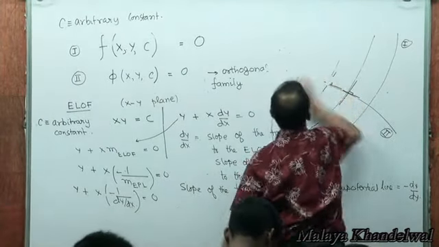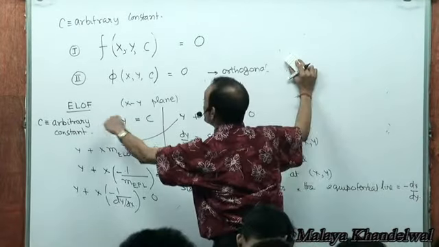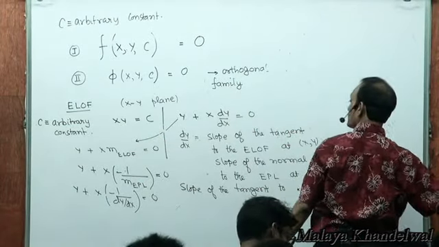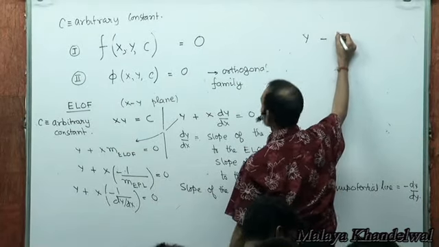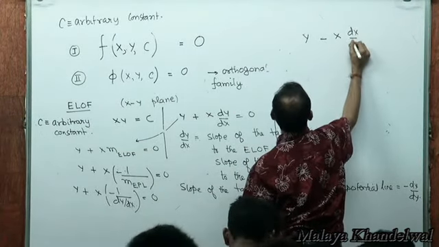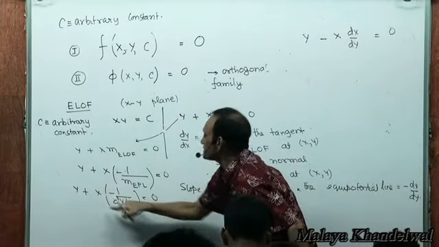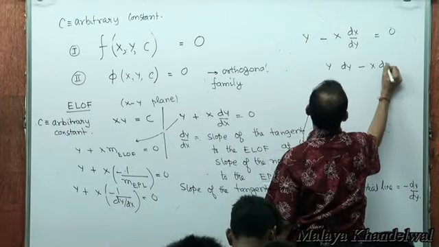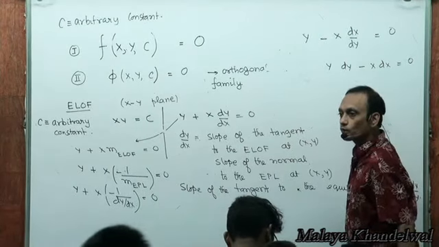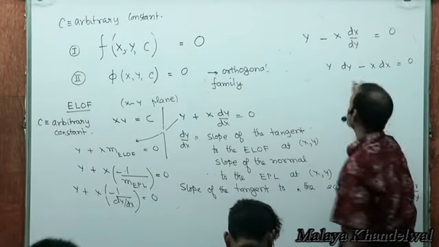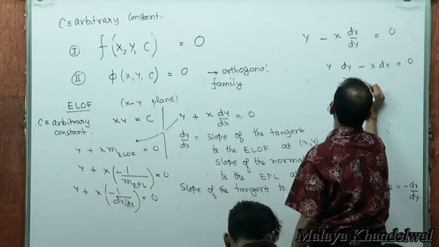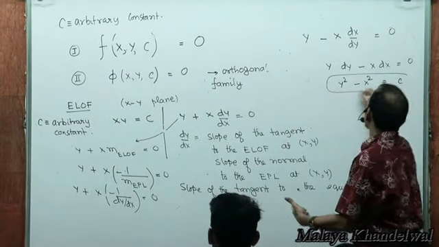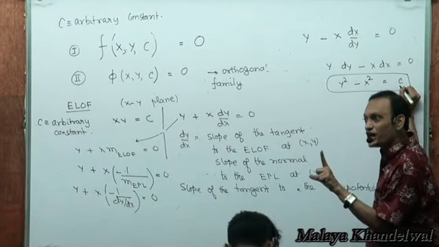So let's solve this and see what happens. I'm trying to find curves orthogonal to these curves. So y minus x dx/dy equal to 0. Right? This will give me y dy minus x dx equal to 0. When I integrate, I get y squared by 2 minus x squared by 2 equal to a constant. So multiply by 2, it will still be a constant, where c is an arbitrary constant, not a fixed constant.